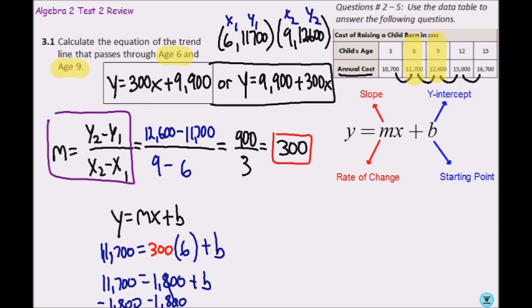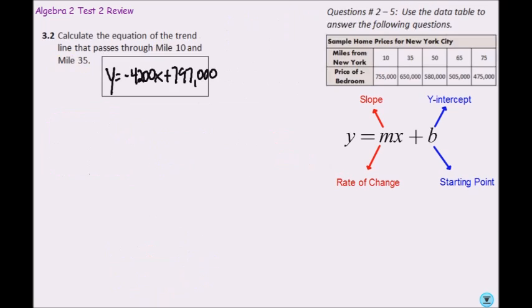All right, so let's check to see what you got for 3.2. For 3.2, you should have got y equals negative 4,200x plus 797,000. And the reason why that slope, the rate of change, is a negative 4,200 is that if you remembered our graph, it was going downhill. So what that means is that as you move away from the city, the price is actually going down. It's getting cheaper. So that's why that slope would be a negative.